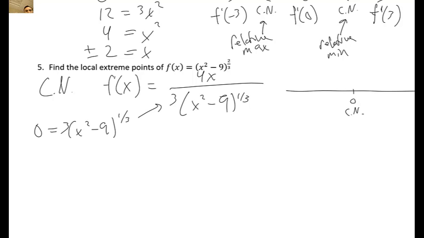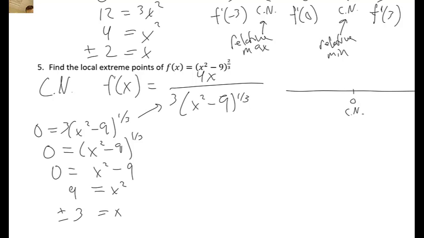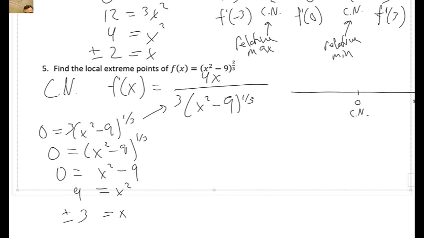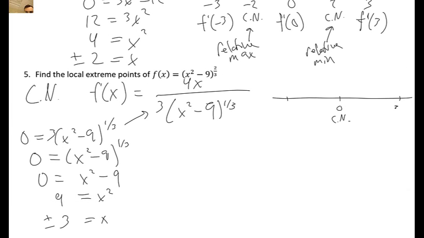So I could multiply both sides by 3, or divide both sides by 3. I could cube both sides, could add 9 to both sides, could take the square root of both sides, and it looks like 3 and negative 3 are also critical numbers. So remember, these are likely to be maxes and mins, but it's not a guarantee. So we have to test around these points.